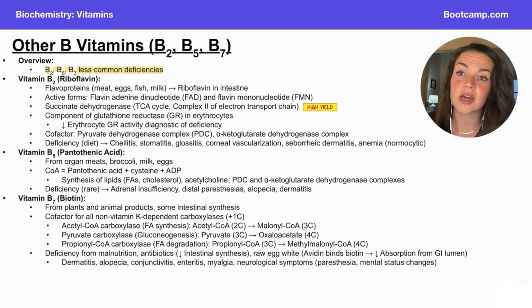So let's start by talking about vitamin B2 or riboflavin. This comes from flavoproteins, which are found in meat, eggs, fish, and milk, and these flavoproteins get turned into riboflavin in the intestine. There are 2 big active forms of riboflavin, or vitamin B2. These are flavin adenine dinucleotide, or FAD, and flavin mononucleotide, or FMN. Of the 2 of these, the more important one to know is FAD.